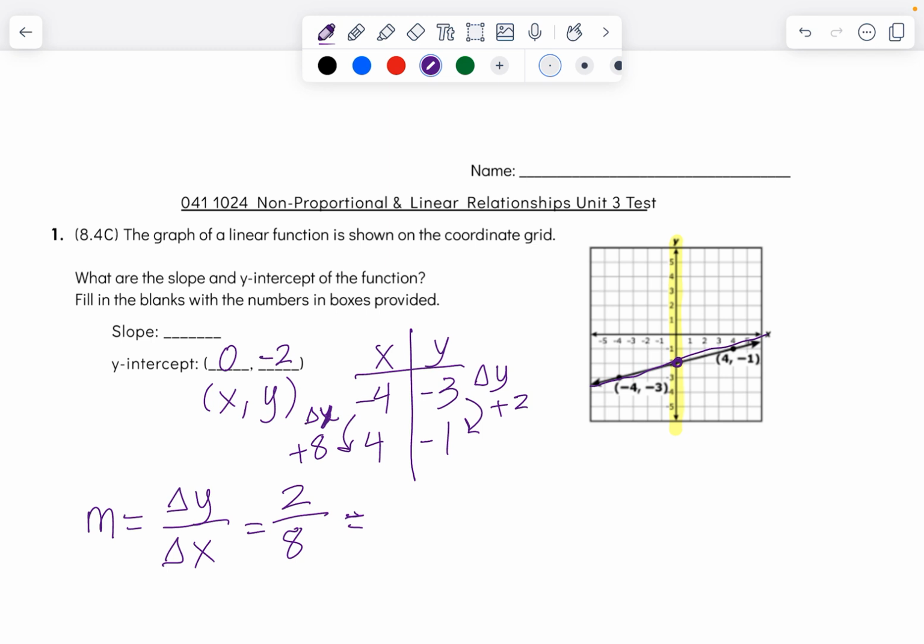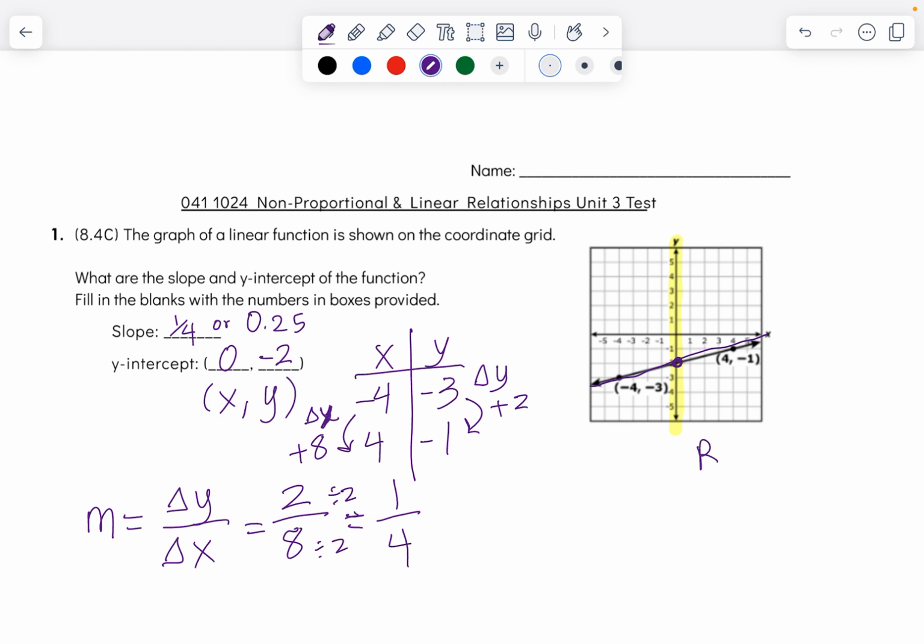We can simplify this. Both are divisible by 2. 2 divided by 2, 8 divided by 2 will give me 1/4. So my slope here is 1/4. Or if you were using a calculator, you could have done 2 divided by 8 and gotten the decimal 0.25.